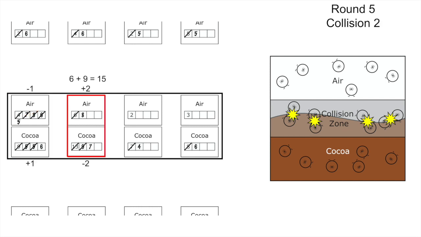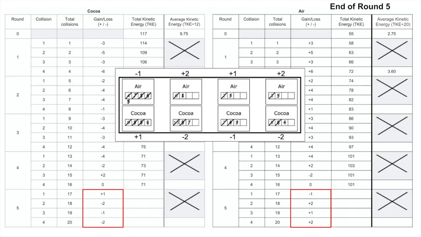For the second collision, the sum of the energy is 15, so the air gets 8 and the cocoa gets 7. In the third collision, the sum of the energy is 6, and both molecules leave the collision with 3. And in the final collision, the sum of the energy is 9, so the air receives 5 while the cocoa receives 4. Just as before, we'll enter the gains and losses into our table.